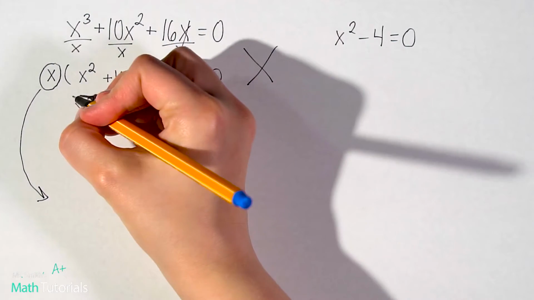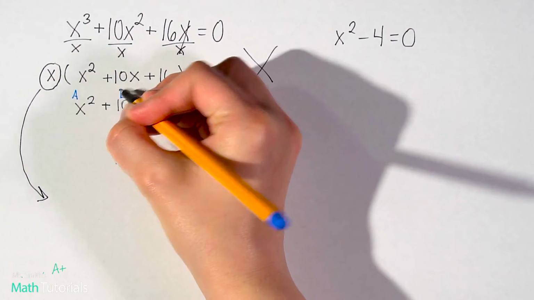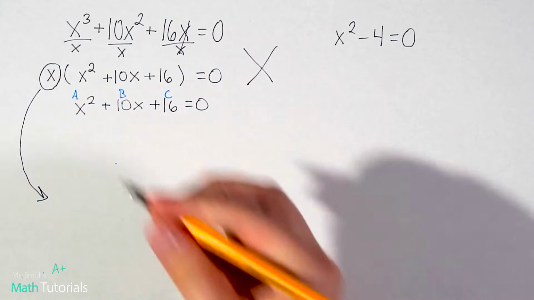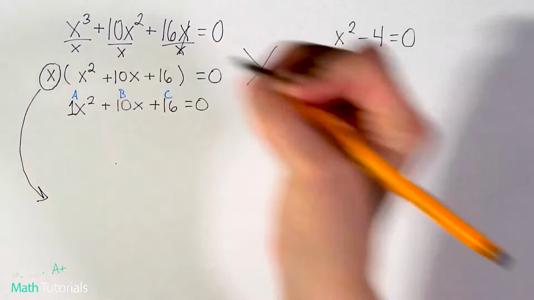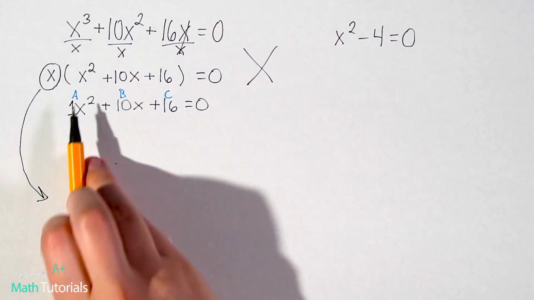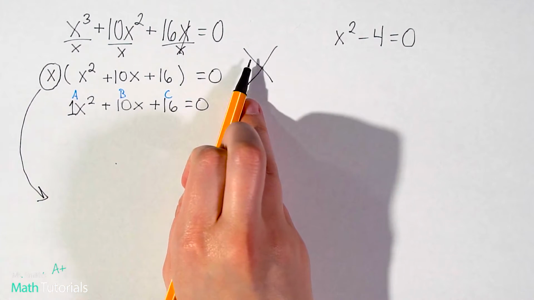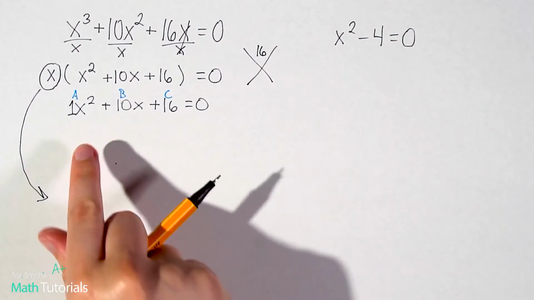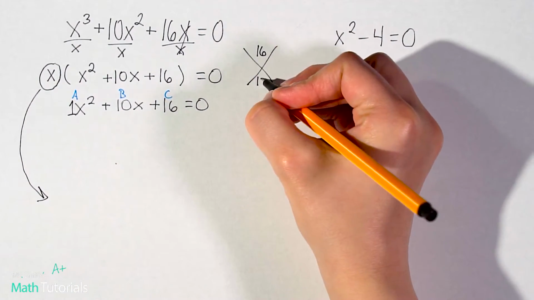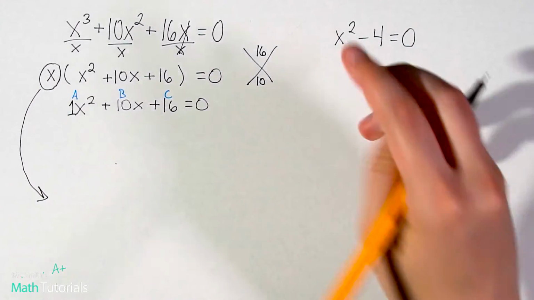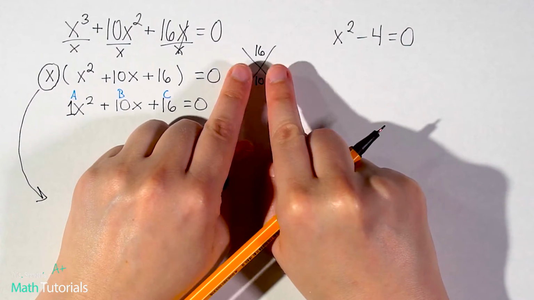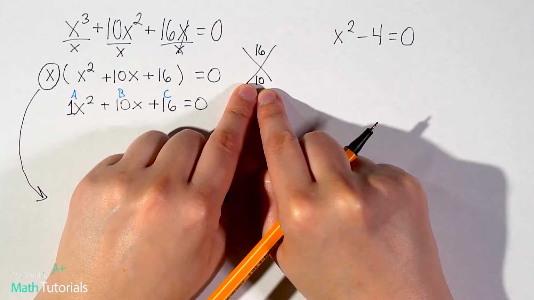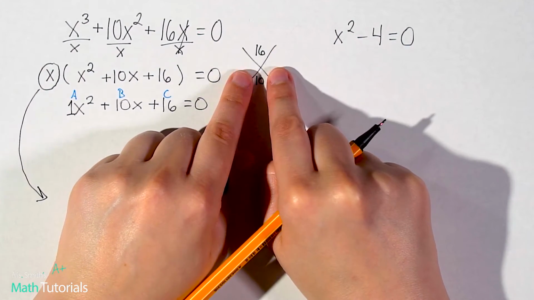So I label my A, my B, and my C. Now that A is an understood 1, but some of you I know need to see it, so I'm going to add it in there. Alright, so A times C goes up top. 1 times 16 is 16. And then my B value, positive 10. Okay, so I need to figure out my two numbers that multiply to give me 16 and add to give me 10. Let's just worry about the signs first.